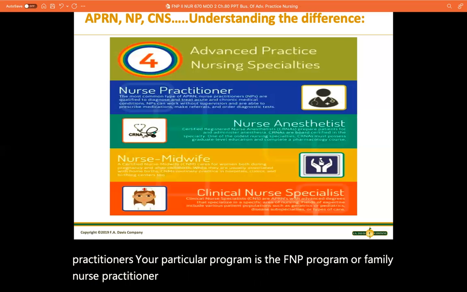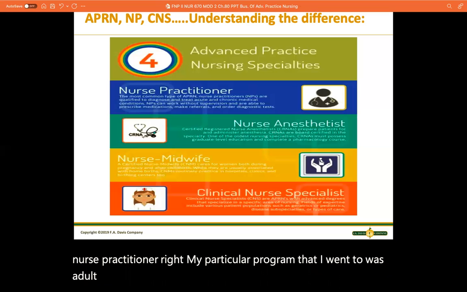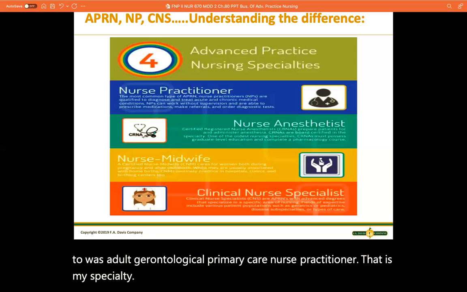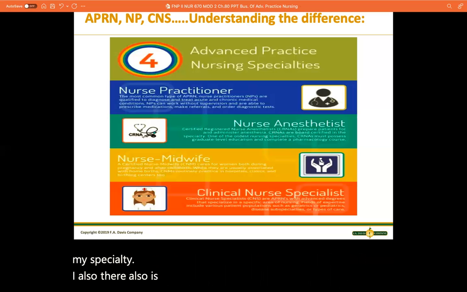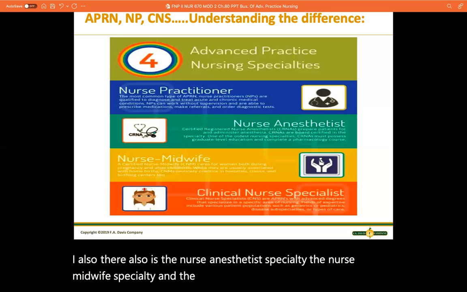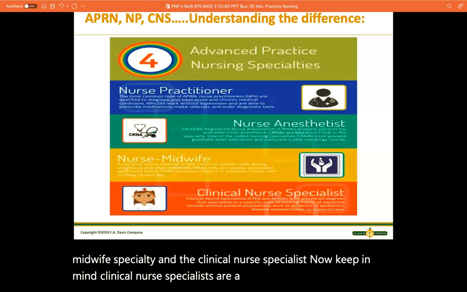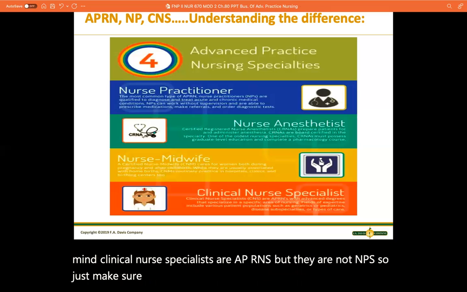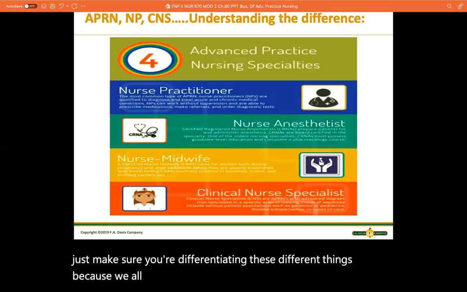My particular program that I went to was adult gerontological primary care nurse practitioner. That is my specialty. There also is the nurse anesthetist specialty, the nurse midwife specialty, and the clinical nurse specialist. Now keep in mind, clinical nurse specialists are APRNs, but they are not NPs. So just make sure you're differentiating these different things because we all have different scopes of practice.